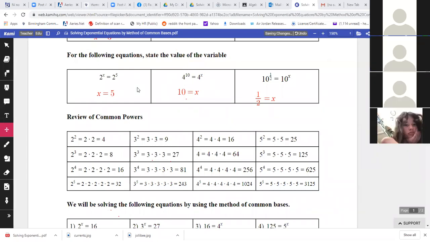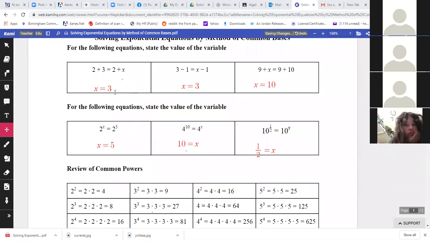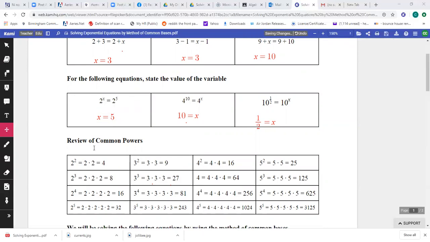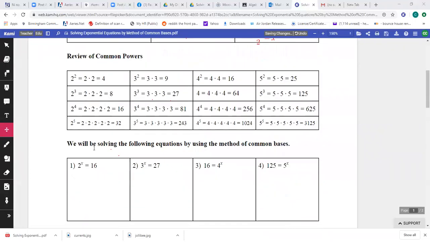Yeah. Look, the top is very simple. Look what I have here. If I have 2 plus 3, what does x have to equal? 3. 3, because the equations have to be the same left and right, right? 3 minus 1 has to equal 3 minus 1. 9 plus 10 has to equal 9 plus 10. And then the next row, same thing happens when you have exponents. If I have 2 to the x equals 2 to the fifth, obviously x has to equal 5, right? So that's all we've done so far.